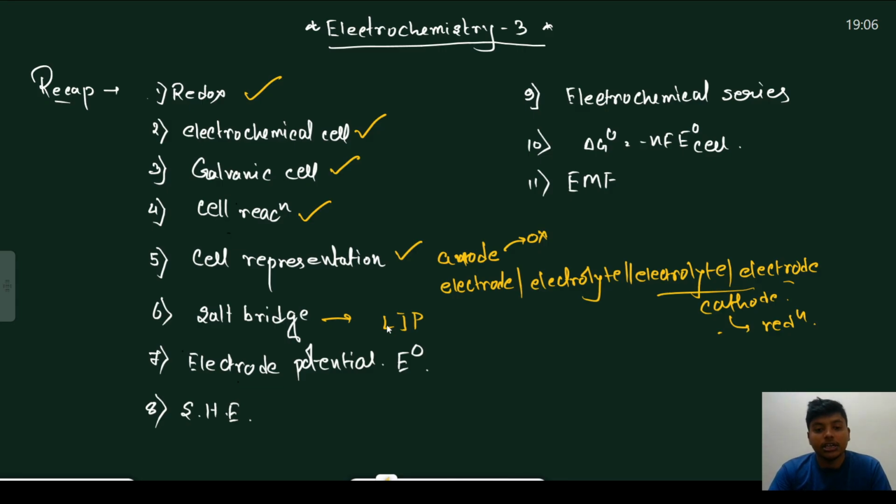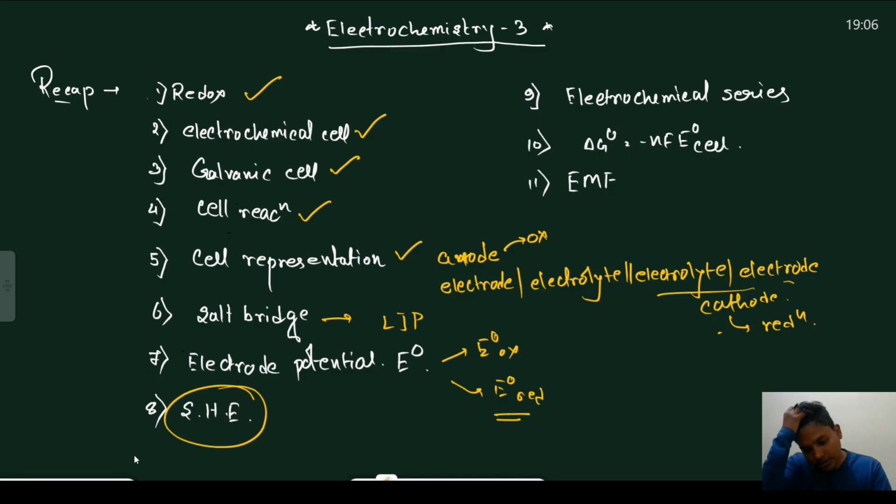Now, electrode potential E naught. How to calculate E naught? Oxidation potential, reduction potential. Mostly we'll talk about reduction potential only. Based on reduction potential, how to calculate that? We know the standard hydrogen electrode. What is the reduction potential of the standard hydrogen electrode?